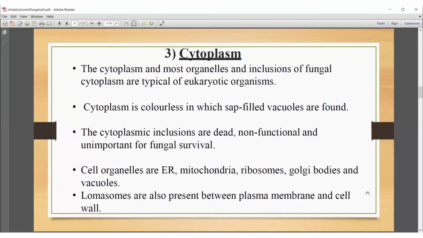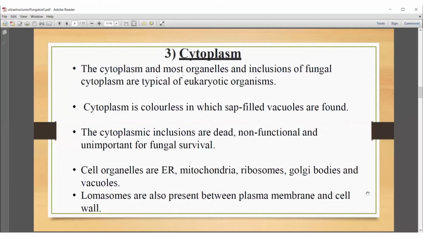Colorless. Cytoplasm inclusions are non-functional and unimportant for fungal survival. Cell organelles are present in the cytoplasm. They are the endoplasmic reticulum, mitochondria, ribosome, Golgi bodies, and vacuoles.